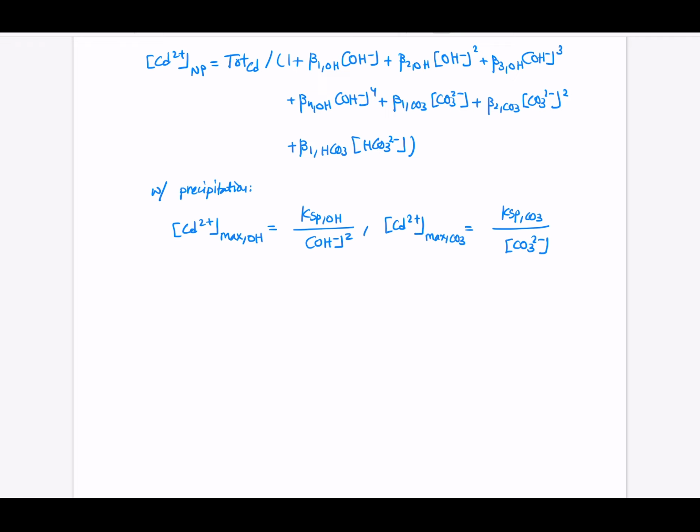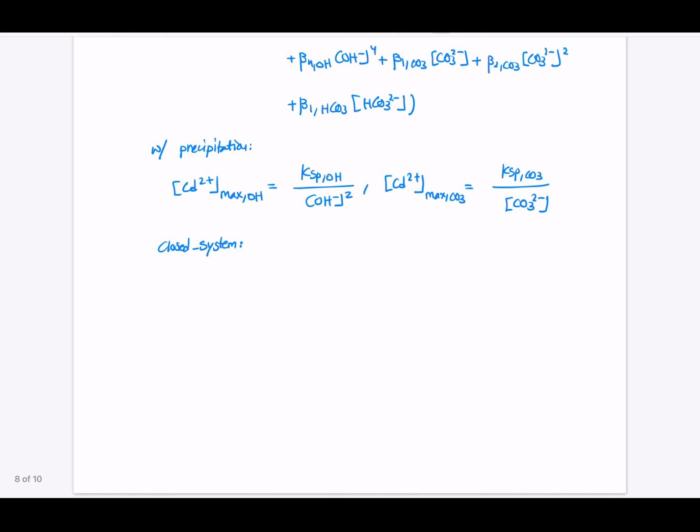But when we look at the closed system, so we assume that it's a closed system. In reality, carbonate system is not a closed system because we might get some precipitate, carbonate containing precipitate. So then we get the total CO3 to be H2CO3 plus HCO3 minus plus CO3 2 minus.